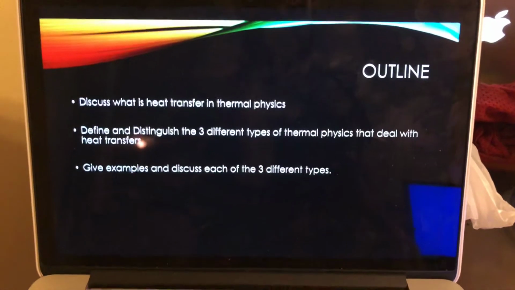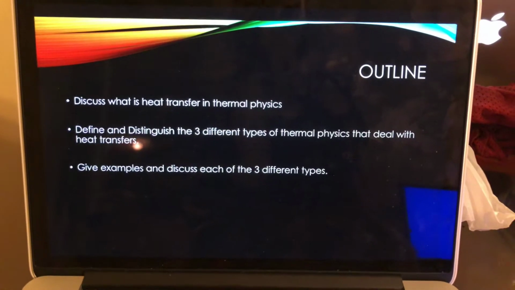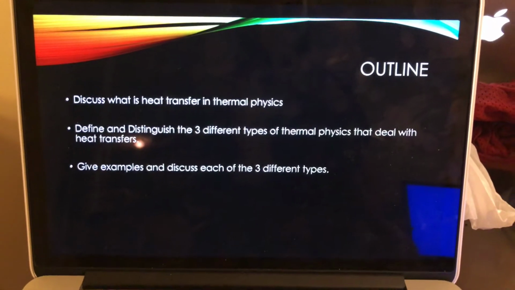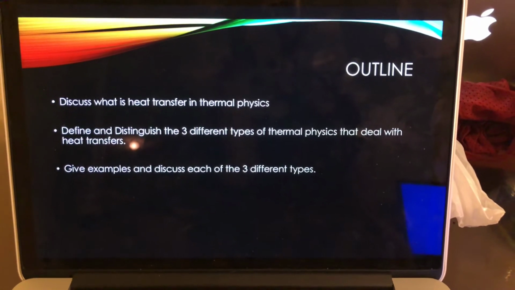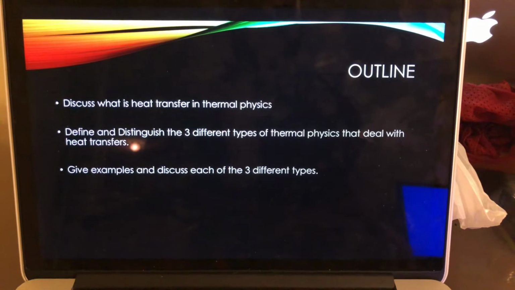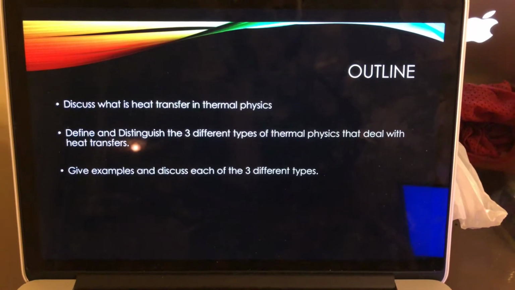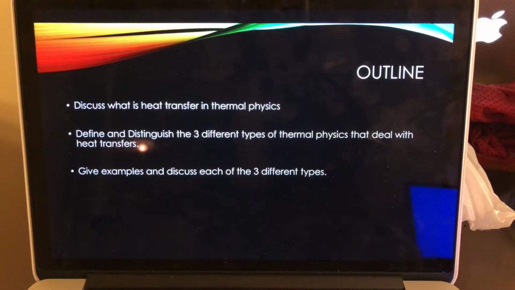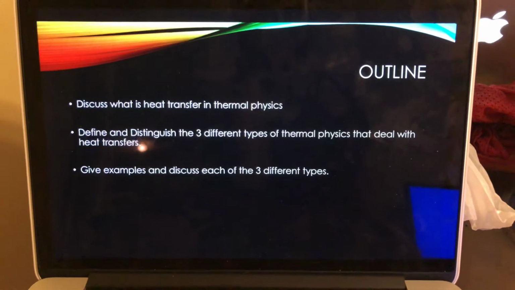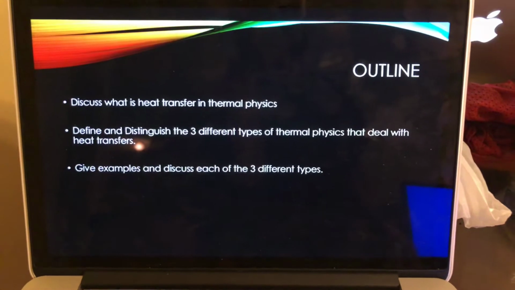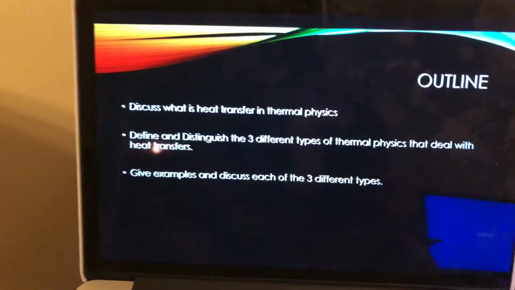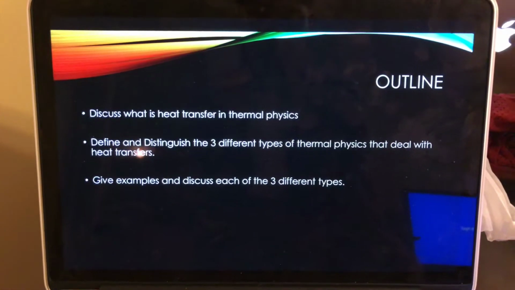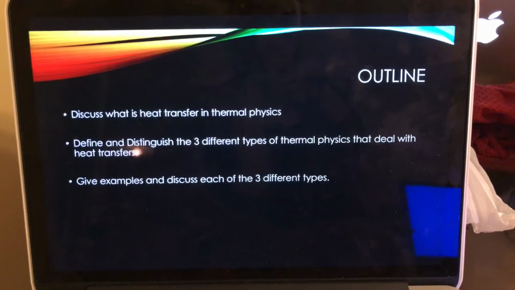Today we will be discussing what heat transfer is in thermal physics. We will be defining and distinguishing the three different types of heat transfer in thermal physics. After discussing the three types, we'll give examples and discuss each of them.